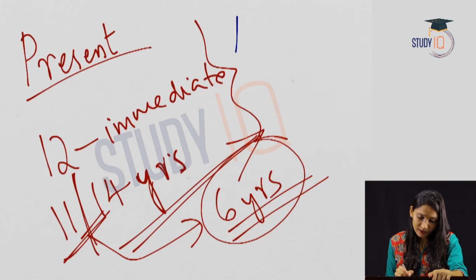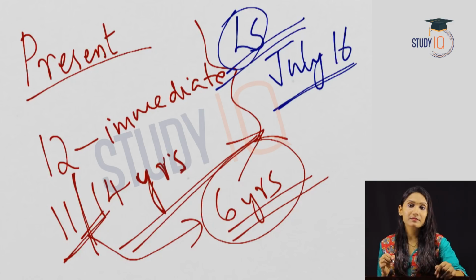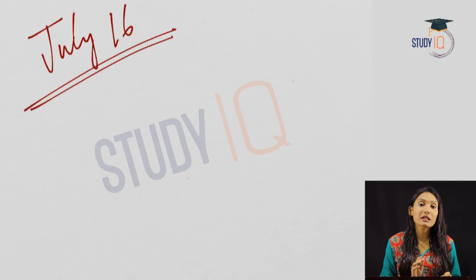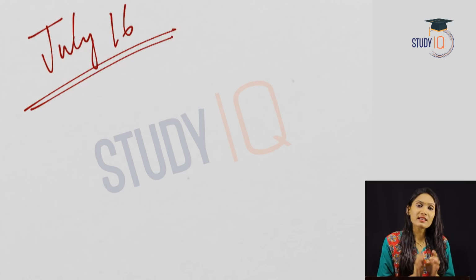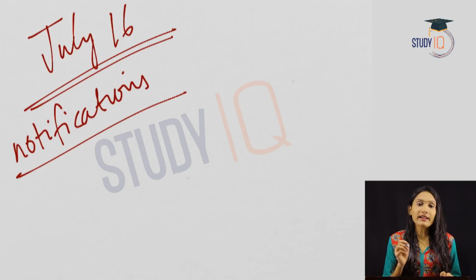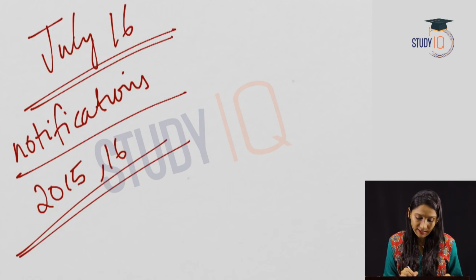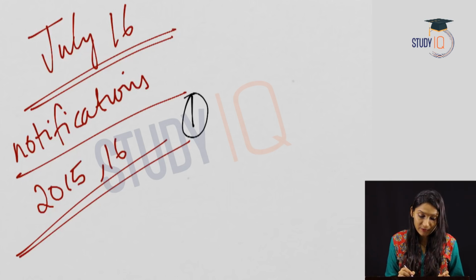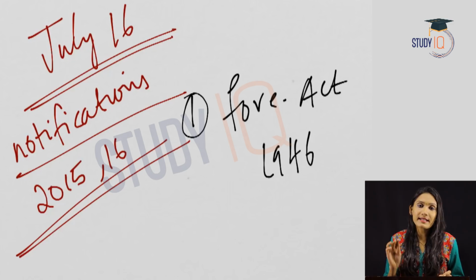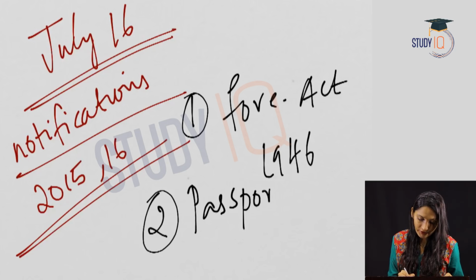So this bill was tabled in the Lok Sabha in the month of July 2016. But before presenting this bill in the Parliament, the government had already passed 2 notifications, one in the year 2015 and another one in the year 2016. One notification was regarding exemption of these illegal migrants from the Foreigners Act of 1946. And the second notification was regarding the exemption of these illegal migrants from the Passport Act of 1920.